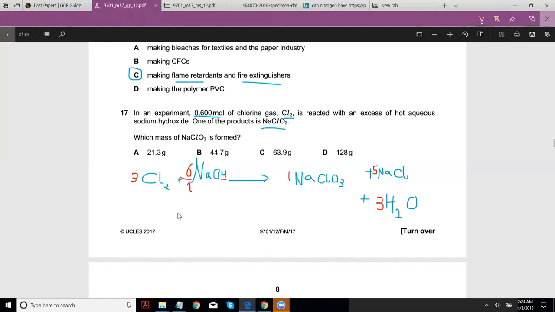So if you look at it, chlorine का जो अगर आप ratio निकालो with the product that is NaClO3, that is 3:1. So if you look at 0.6, it should be 0.2. Basically, cross multiply कर लो या just look at it's being divided by 3, so इधर भी divide by 3 कर लो. So yeah, you know कि इतने moles of this product are being formed, and you simply use the equation n equals mass over Mr.